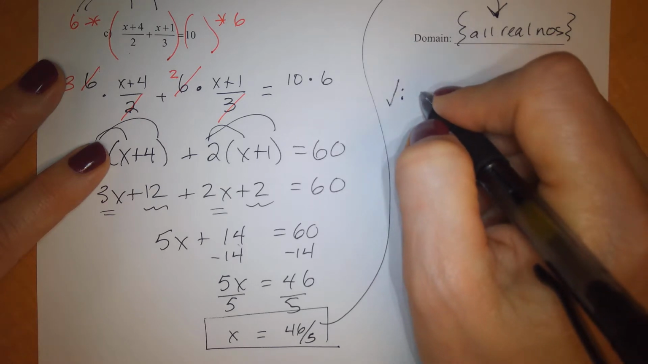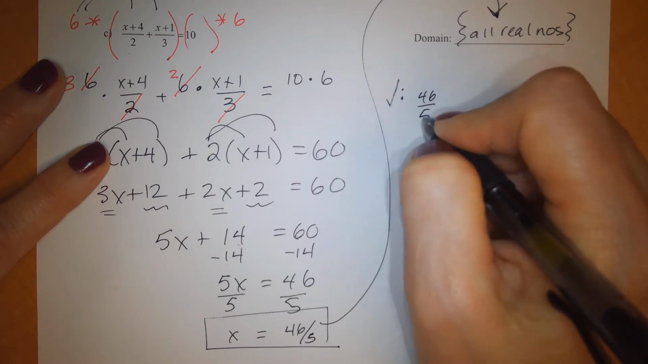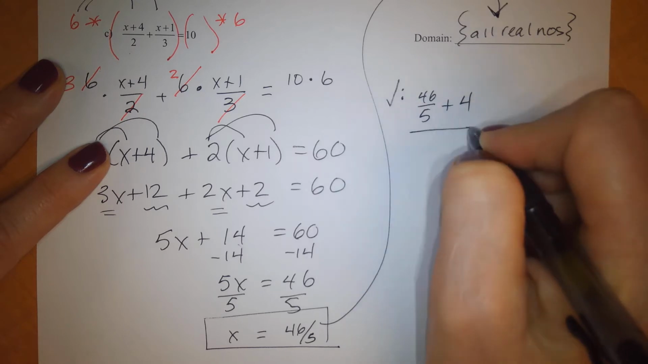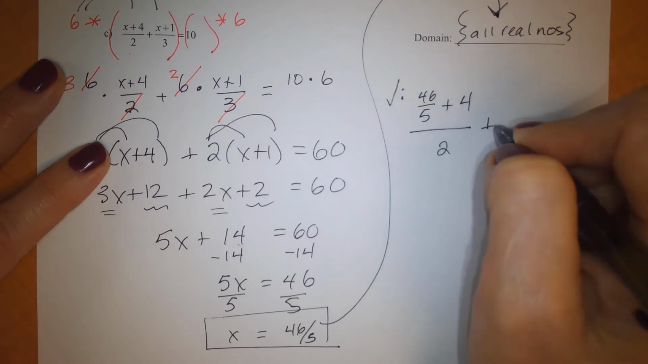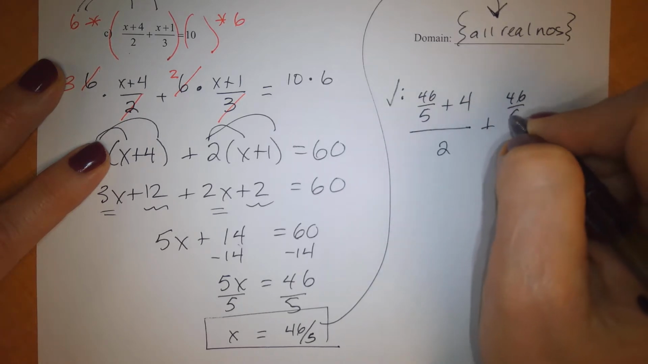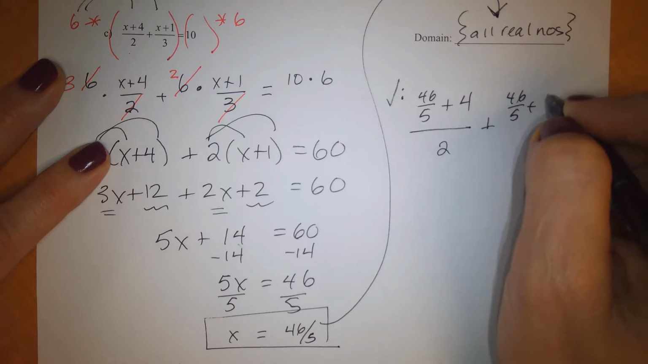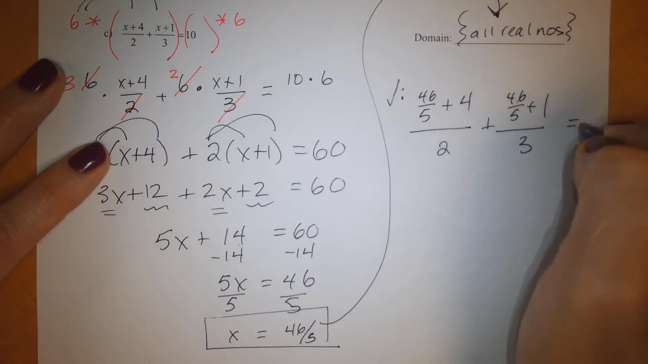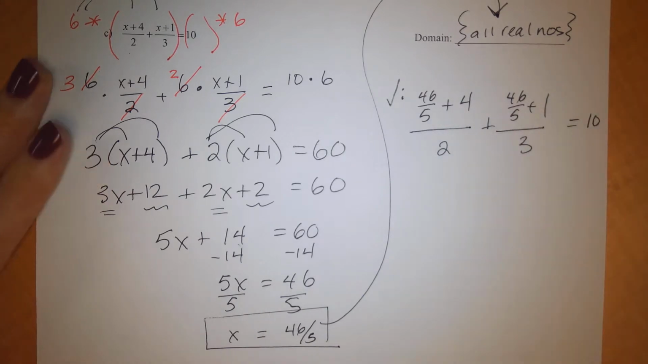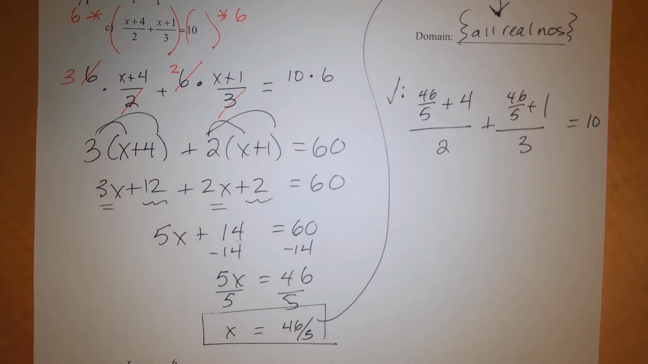So I've got 46 fifths plus 4 divided by 2 plus 46 fifths plus 1 divided by 3. Is that in fact equal to 10? Well, sometimes these can be a little bit easier if you put them into your calculator. So that's what I'm going to do now.